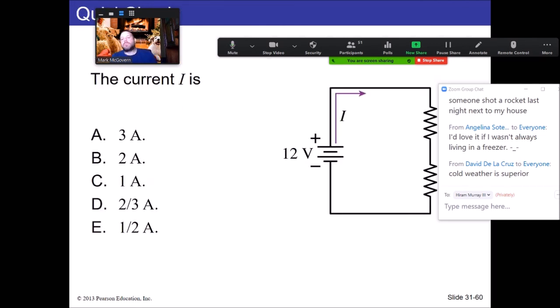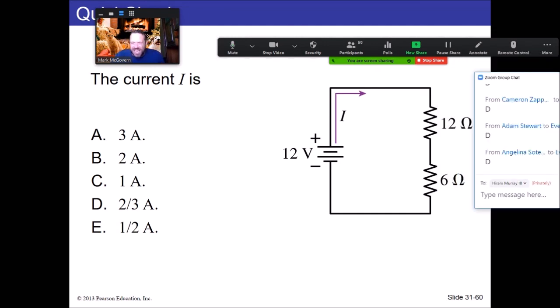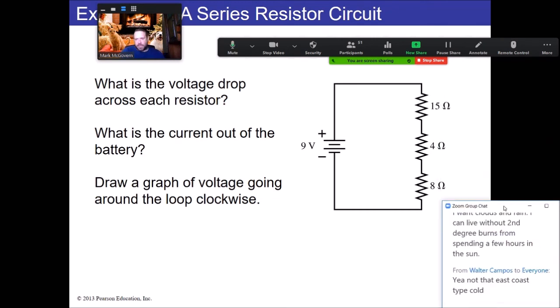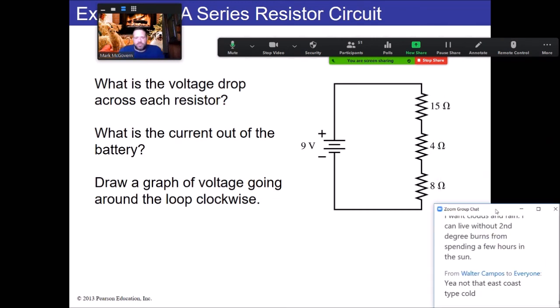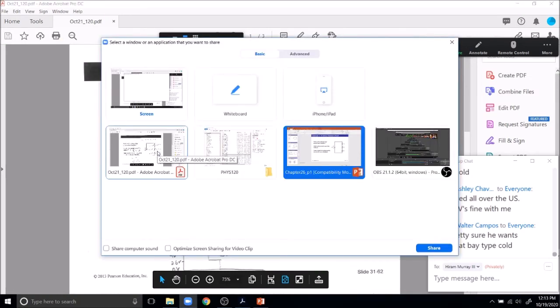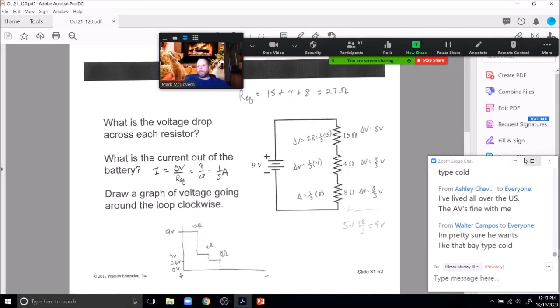So, what is the current in this circuit here? D, oh, it is D. I was like, D? You idiots. No, it's D. The equivalent resistance is 18. So 12 over 18 is... Let's talk about this one here. A lot of examples here. What's the voltage drop across each resistor? What's the current out of the battery? Draw a graph of voltage going around. Okay, do I have examples? I guess I don't have many examples today. Let me share this with you all.